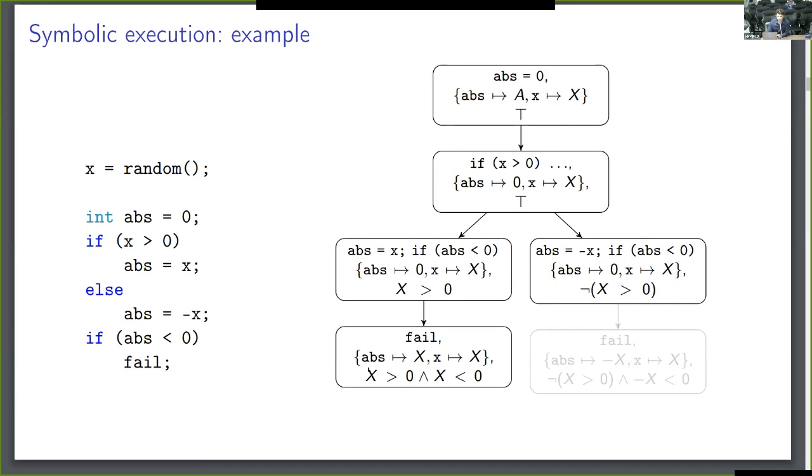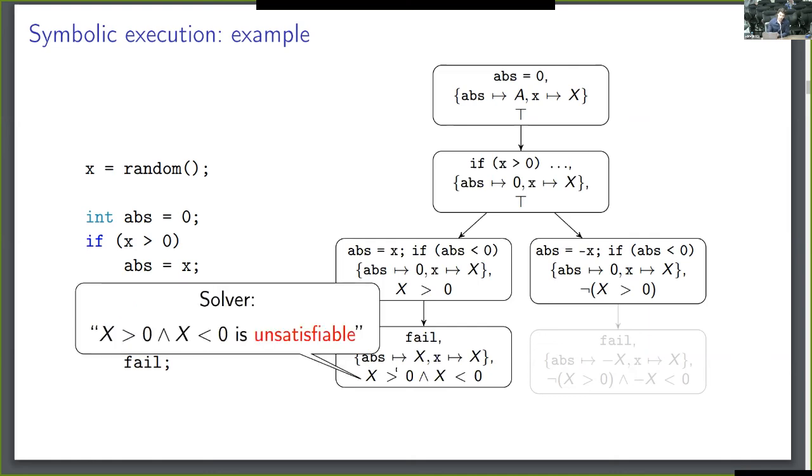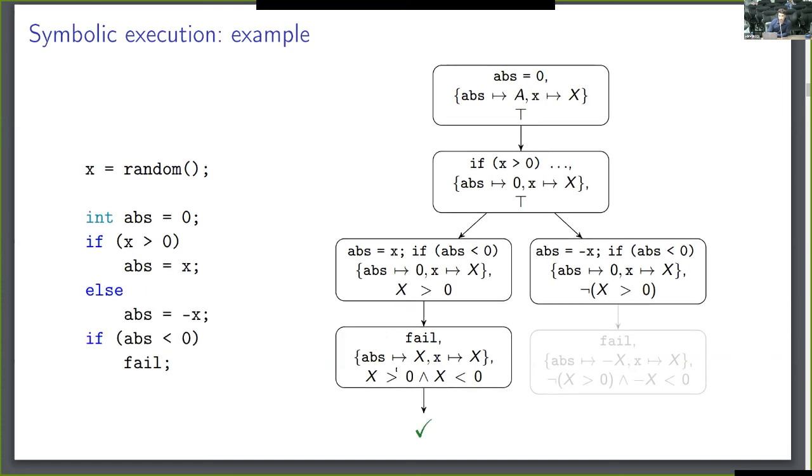We obtain this symbolic constraint. This is the conjunction that says that X is positive and it is negative. And of course, the solver will say that this condition is unsatisfiable. We don't have a positive and negative number at the same time. So we have managed to prove that the assertion, that this fail instruction, is unreachable. Now, this is the second part that we can achieve in our symbolic execution. We can prove that some branches are unreachable. And let's see what happens in the second branch.